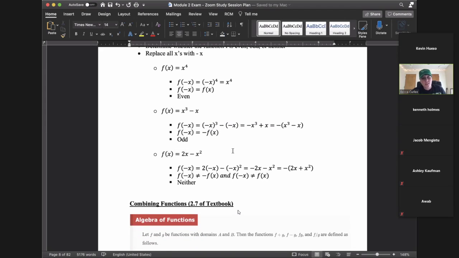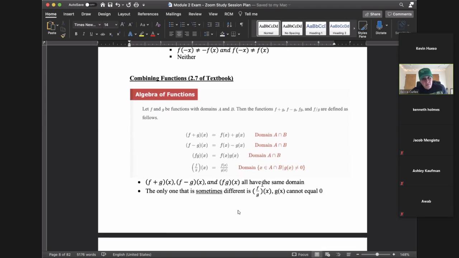So then we've got 2x - x^2. We take f(-x), so we get 2(-x) - (-x)^2, which is the same thing as -2x - x^2, which equals negative, we're factoring out that negative sign again, -(2x + x^2). We're trying to get to 2x - x^2, and since we factored out this negative sign, it doesn't equal either one of them. f(-x) doesn't equal -f(x), and f(-x) doesn't equal f(x), so it's neither.